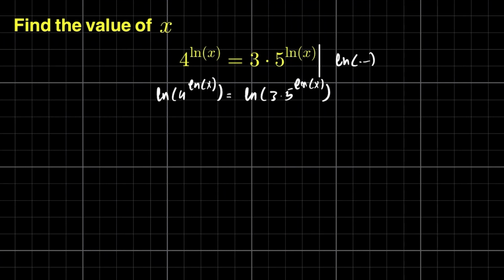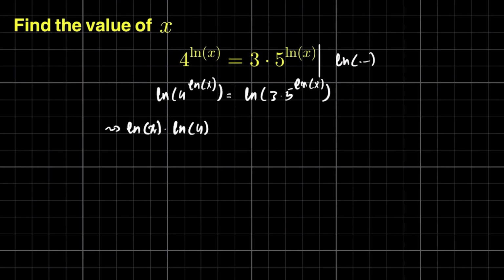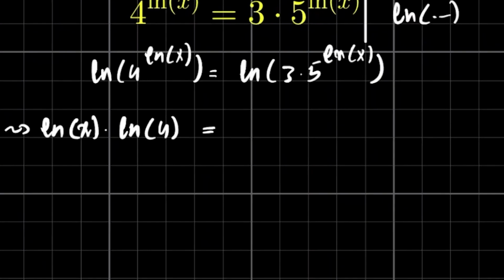The power here is going to be a factor multiplied with my ln of 4. What that means is I'm going to have ln of x, that was my power here, multiplied with my ln of 4. That's why I used the logarithm in the first place, because I don't want this ln of x to be a power.